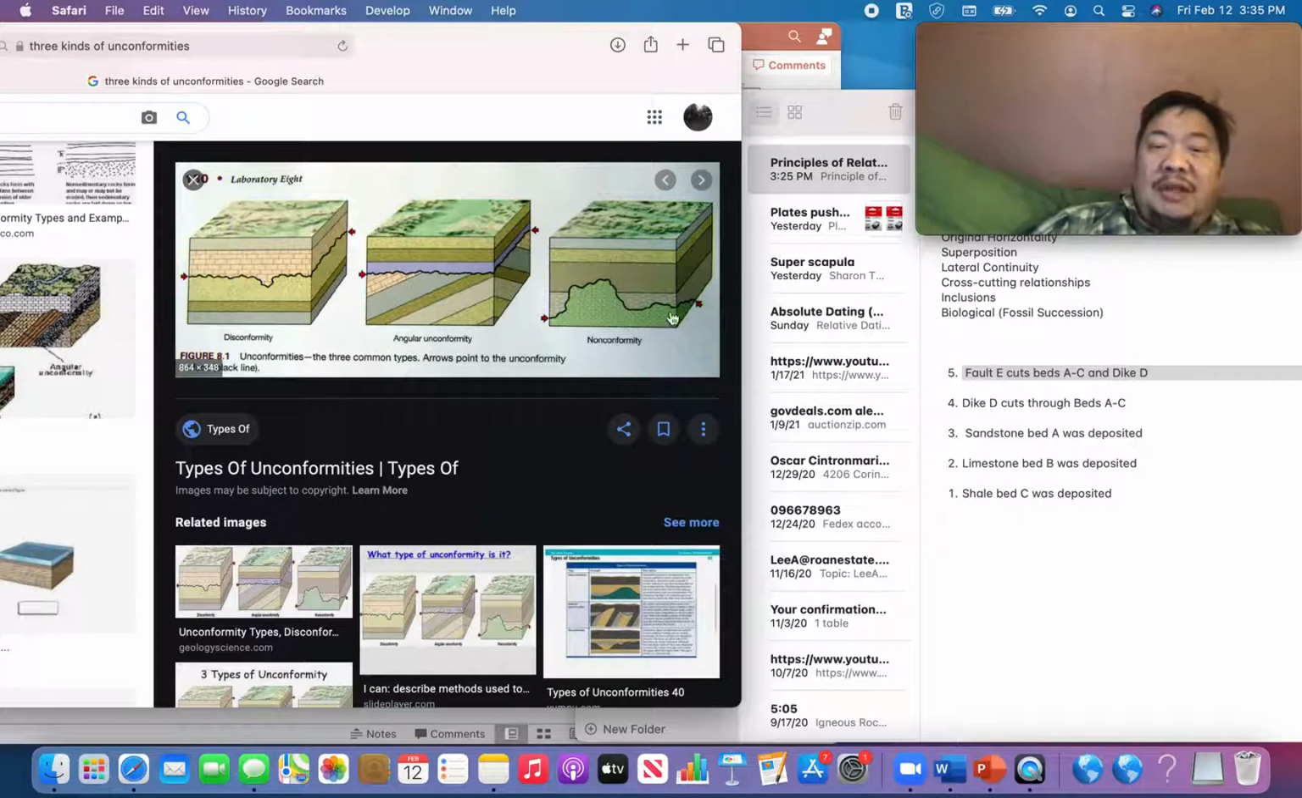So once you identify the unconformity, you need to figure out what type of unconformity it is. Is it a disconformity, an angular unconformity, or a nonconformity? Please note, there is no such thing as an angular disconformity. There is only a disconformity, an angular unconformity, and a nonconformity.